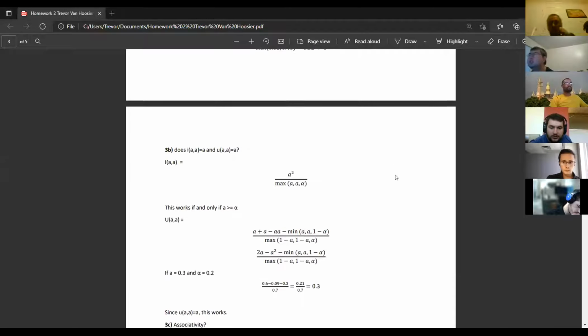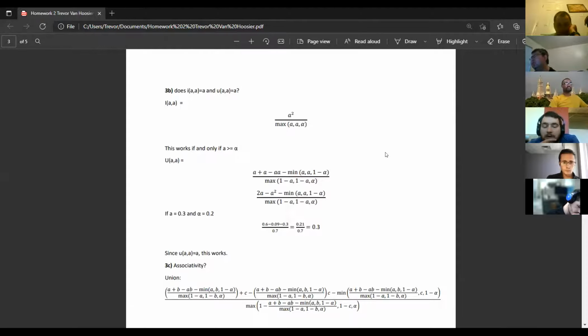So with the idempotents, we notice that for, I believe it's the intersection, it's only idempotent when alpha is less than or equal to A. Really? Yes. Because otherwise, obviously, you're going to have this A squared value on top because you're just plugging it in with itself. And on the bottom, you have a maximum function. So if alpha is greater than A, then the division won't equal out as compared to A squared over A.